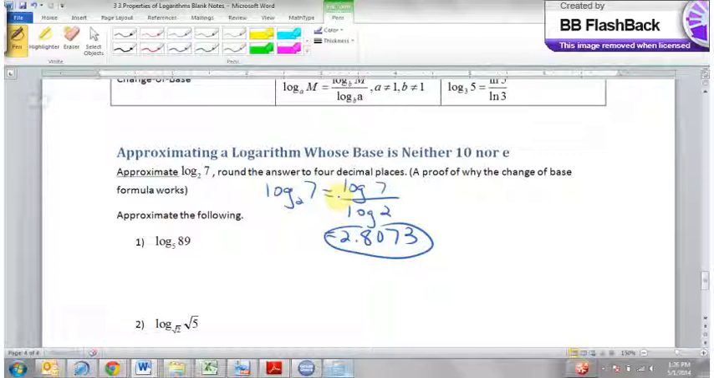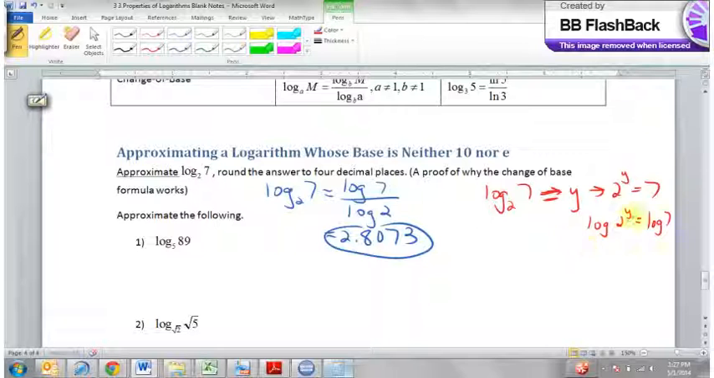We can do a quick proof of that. If you go back and think about what logarithms mean, so log base 2 of 7, that's the same thing as, okay, what if this equals y? That's the same thing as 2 to the y equals 7. I could take the log of both sides.